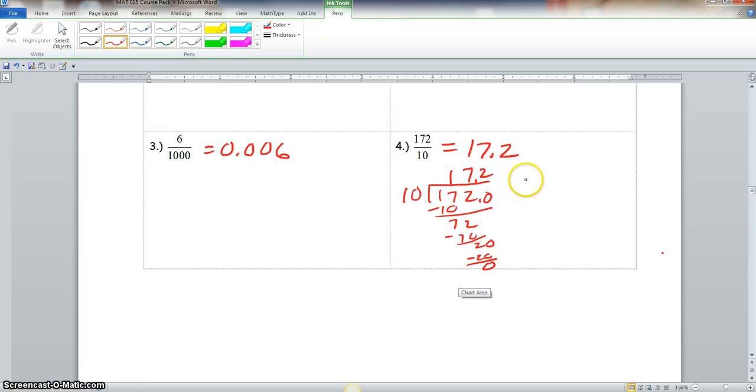And just to show you how we get to 17.2, I did the division here. 10 goes into 17 once. Then 10 goes into 72 seven times. And 10 goes into 20 twice.